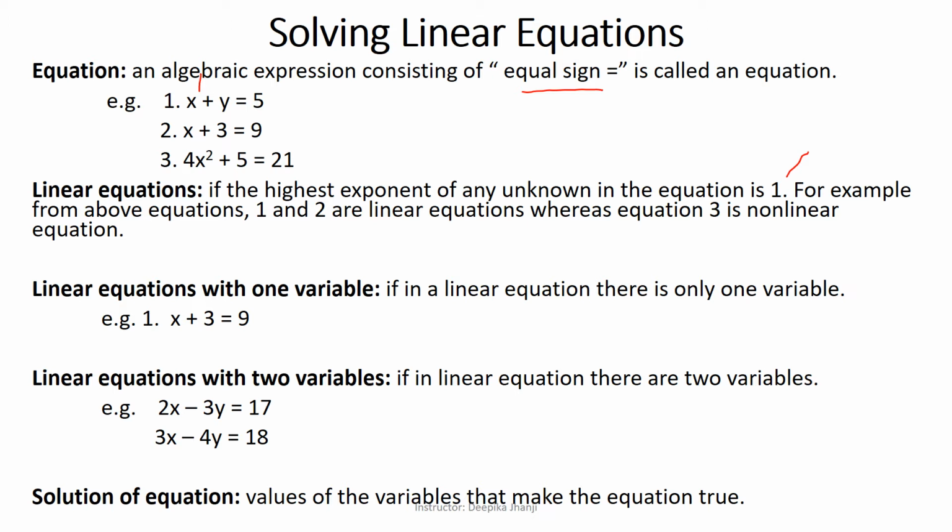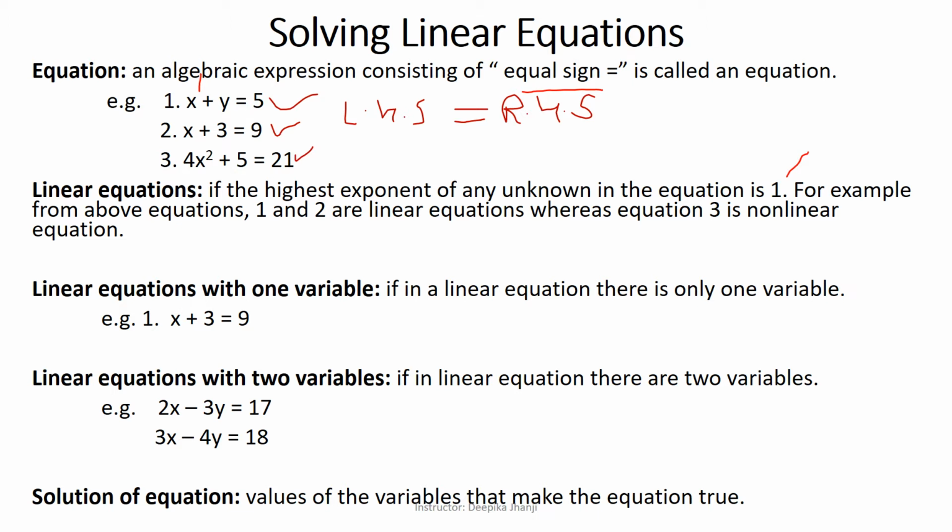Equation. An equation is an algebraic expression consisting of an equal sign. For example, x plus y equal to 5. When we consider any equation, that equality sign balances both sides. So the left hand side becomes equal to the right hand side. Another example is x plus 3 equals 9. That means for some value of x, the left hand side comes out to be equal to the right hand side.